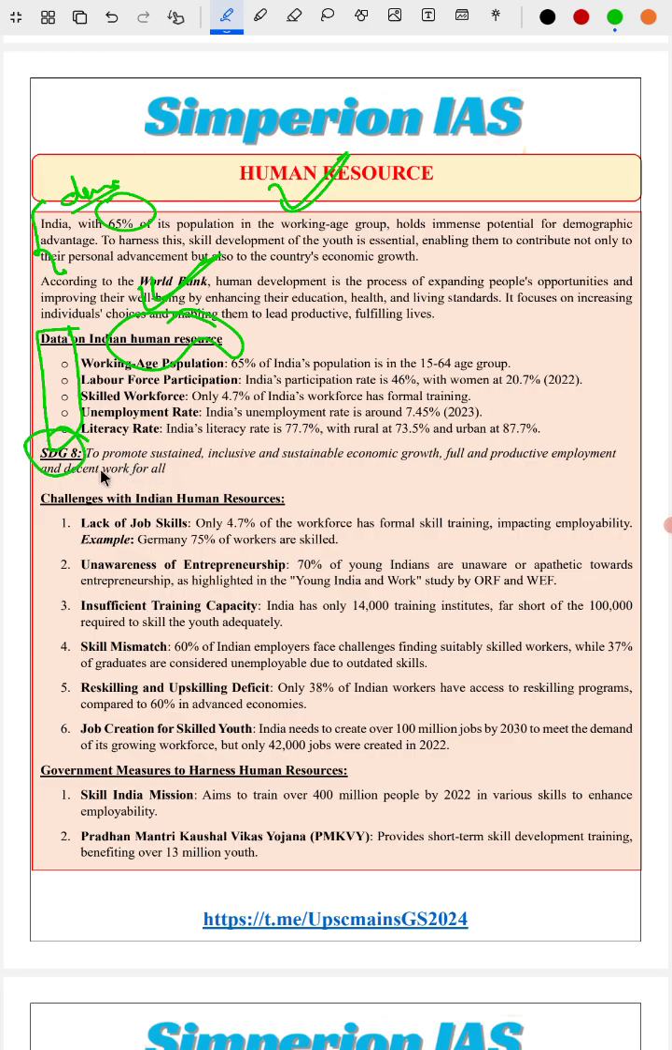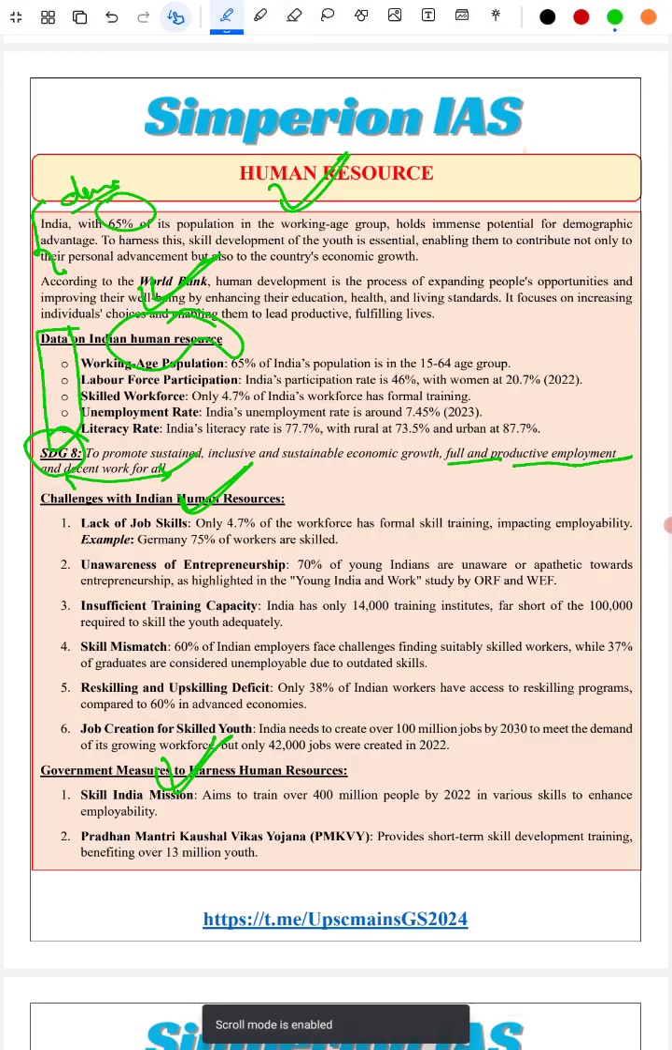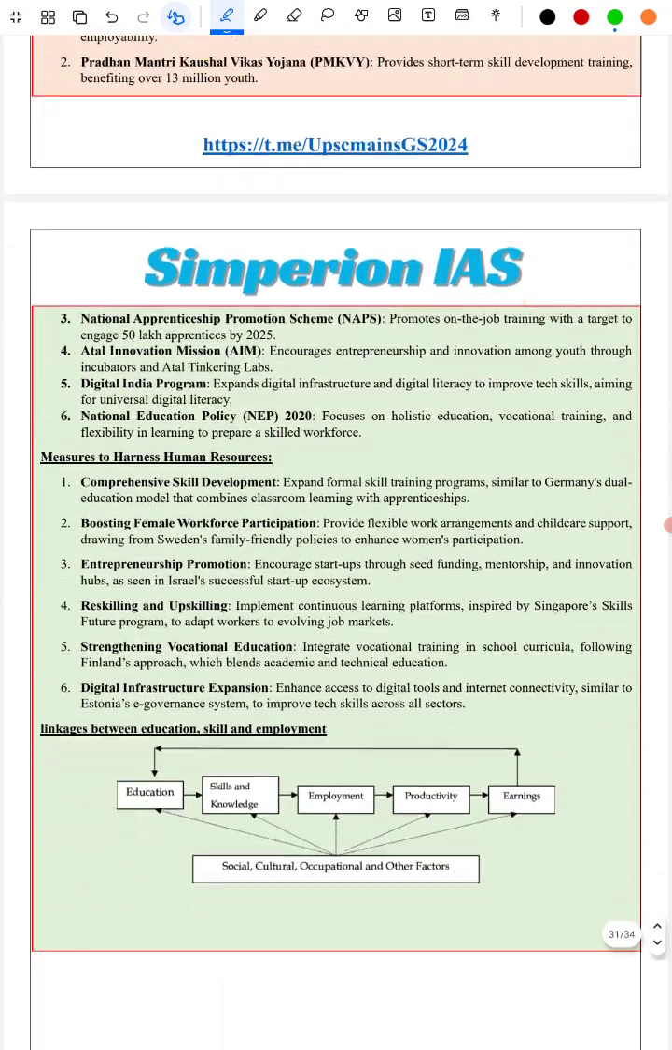SDG 8 very specifically deals with promoting sustained, inclusive, and sustainable economic growth, full and productive employment, and decent work for all. That is the sustainable development goal. Next, challenges of Indian human resource. Government measures to harness the human resource or improve the Indian human resource.